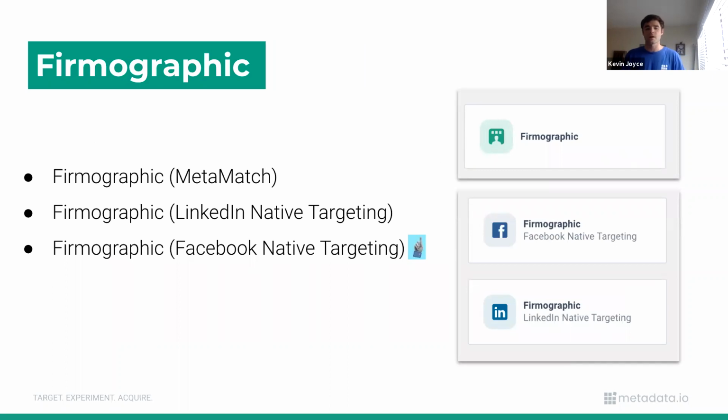Firmographic audiences are probably the most commonly used audiences on the platform. Within a firmographic audience, you can test MetaMatch, LinkedIn native, or Facebook native. Although I would never recommend using the Facebook native targeting. That's why we have the finger wagging right there. Many of you bought Metadata just to avoid using Facebook native audiences. So we just have it in case you want to test it out, or if you want to group them, but we'll get into that later.